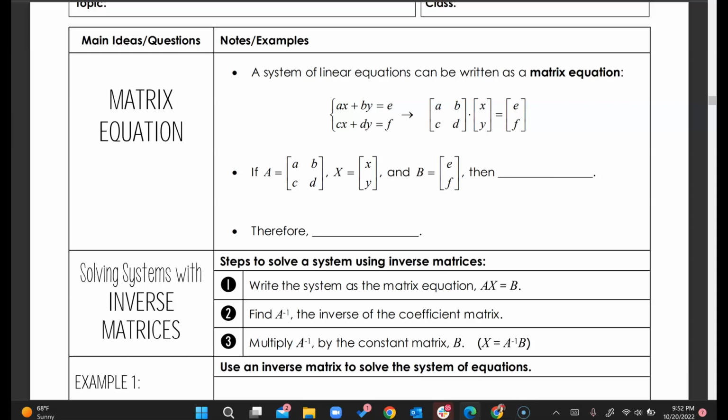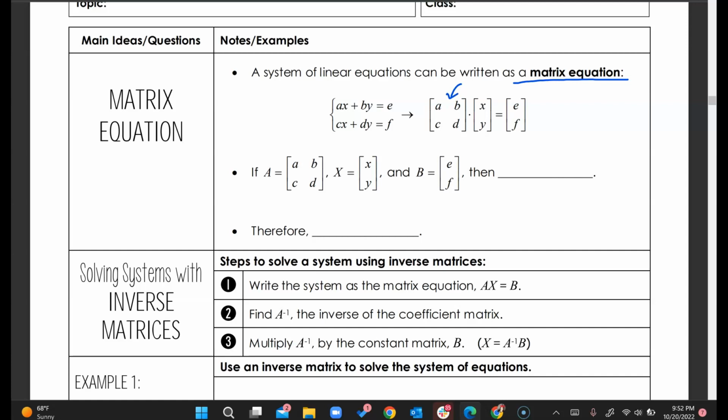All right, class, we're going to continue learning about how to solve equations using matrices. So let's start taking a look at how we can write them in terms of matrices. A system of linear equations can be written as a matrix equation. We have ax plus by equals e, cx plus dy equals f.